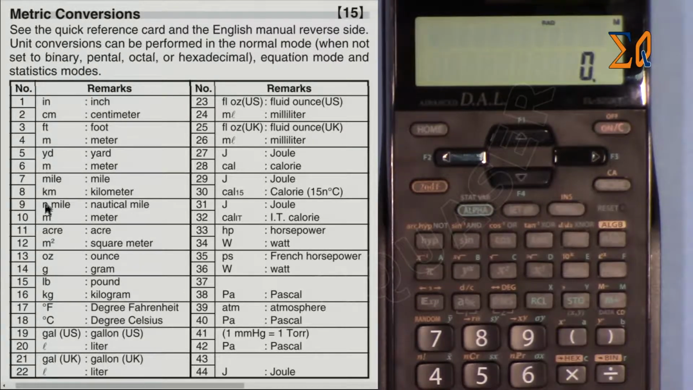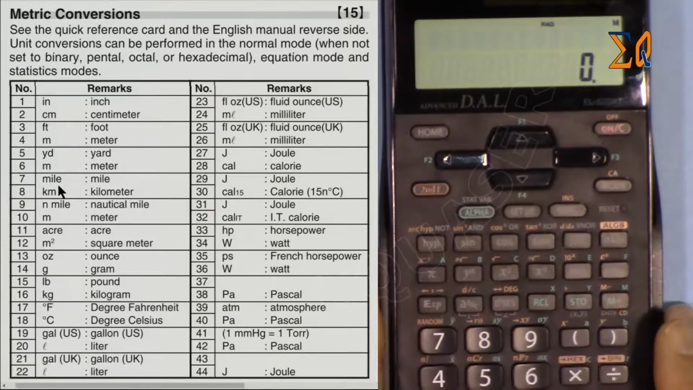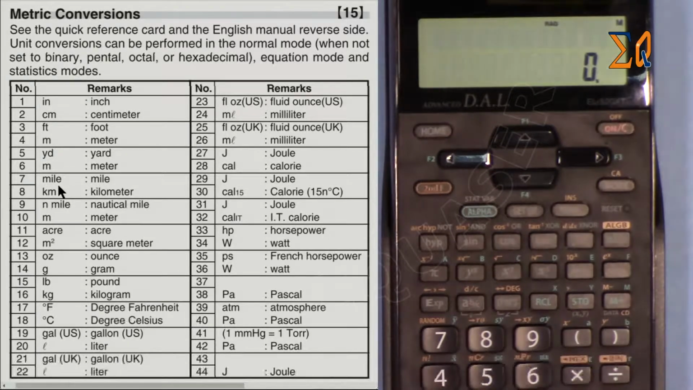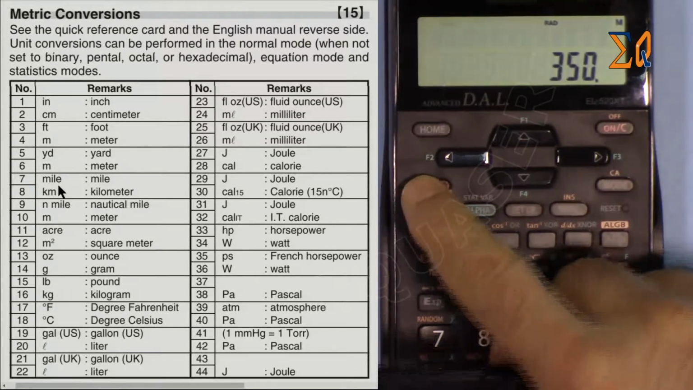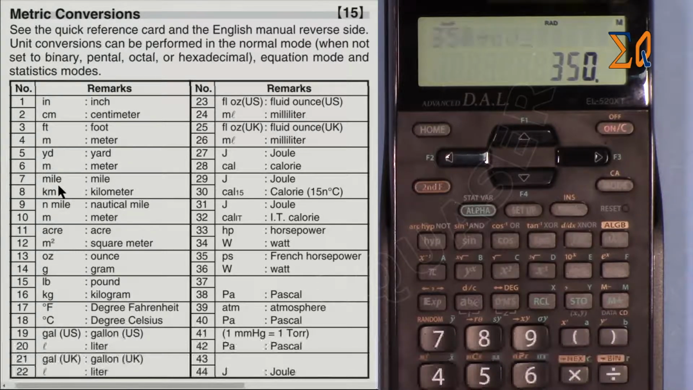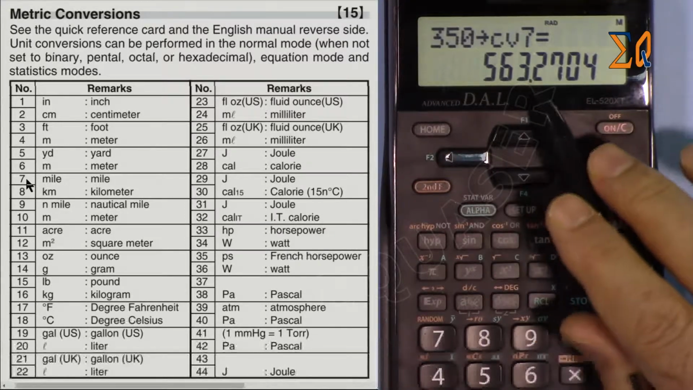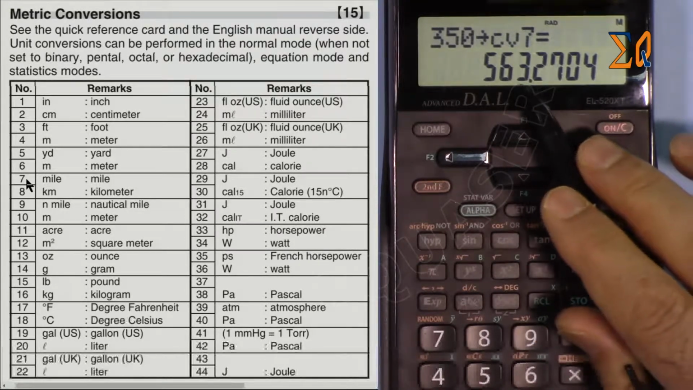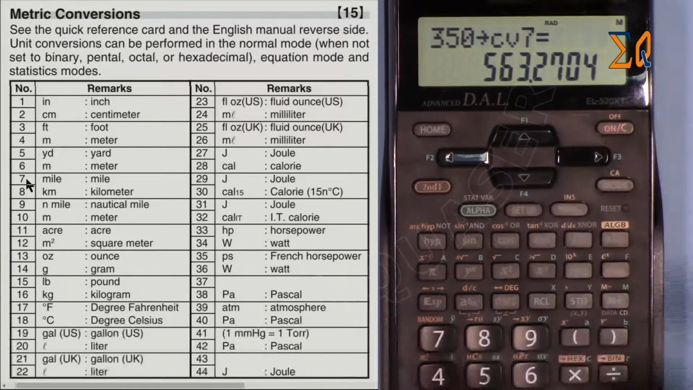And the same way you can do mile to kilometer. Let's say a Tesla with a single charge goes 350 miles. 350, second function convert, and we want to get it in kilometer, press 7. So this is 563 kilometers. Even with fuel you cannot go that long. That's amazing. Electric car has changed the world.